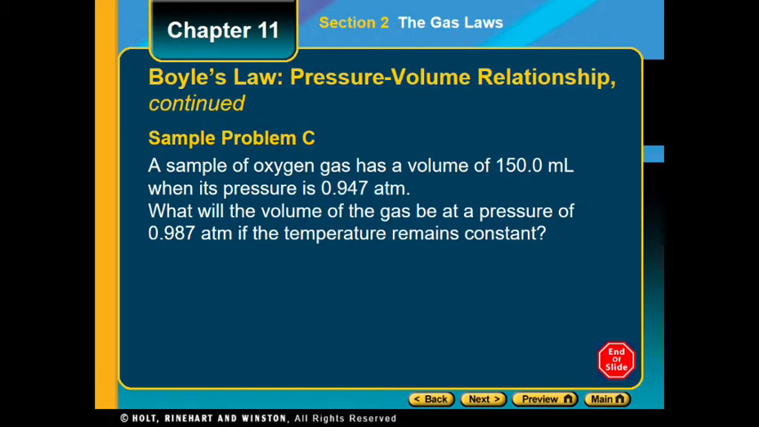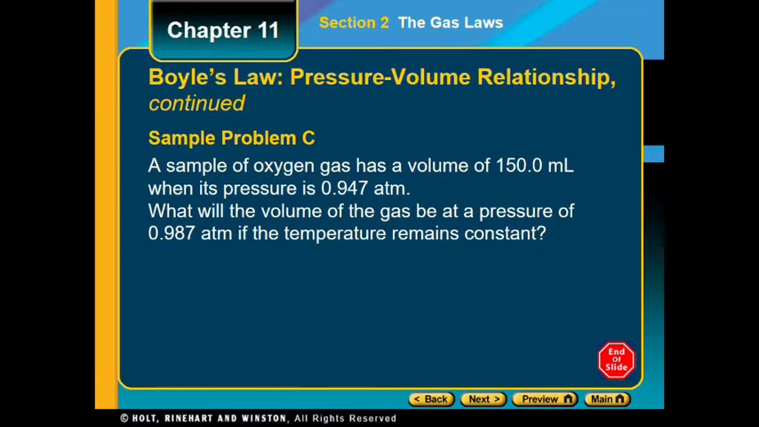A sample of oxygen has a volume of 150 milliliters, so please write this down for yourself in your notes, when its pressure is 0.947 atmospheres. Notice those first 2 numbers go together. So you have to realize, too, what units go with what. It says a volume of, but it doesn't have to tell you milliliters is volume. You should know that milliliters is volume.